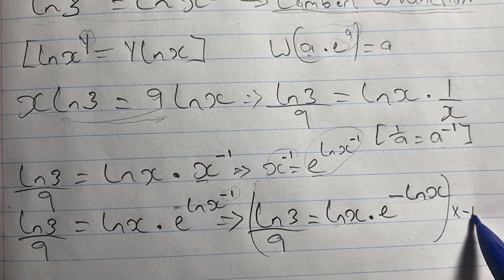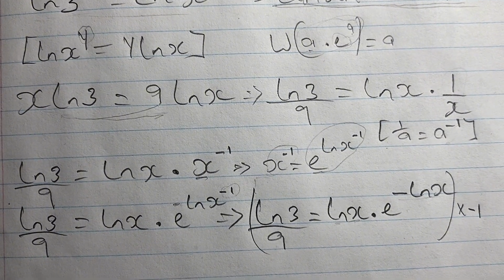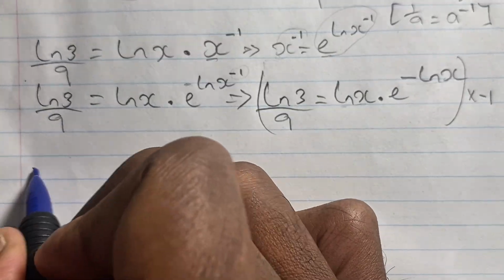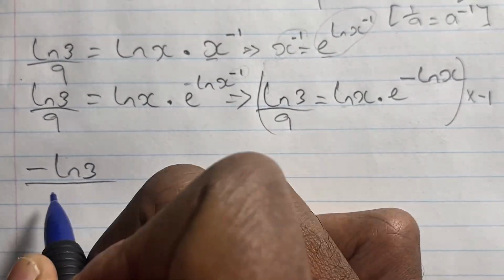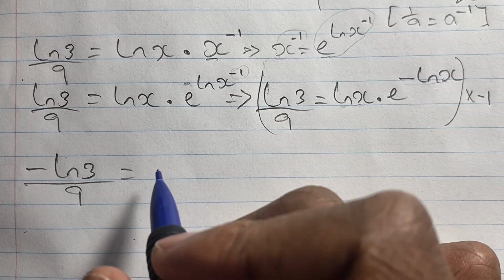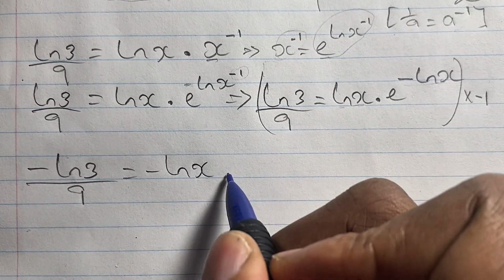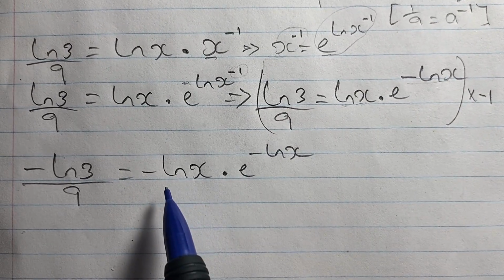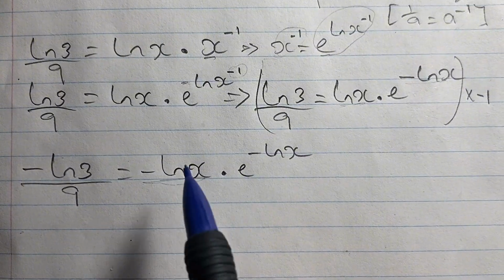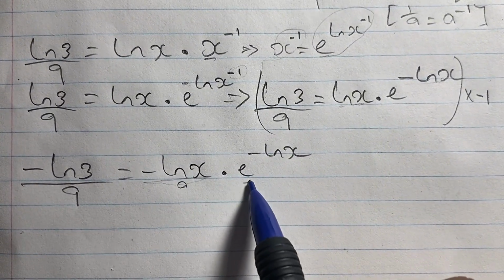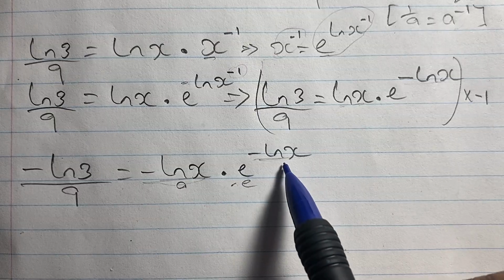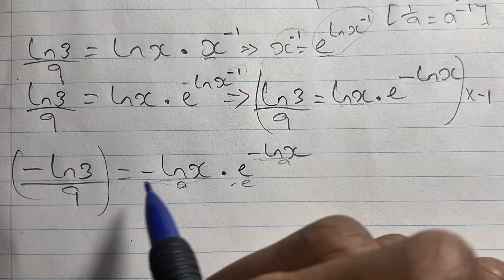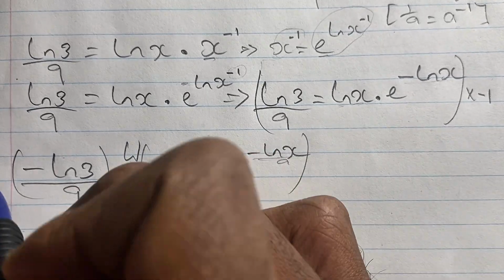So we need to have a in the base and also a in the exponent. We achieve this by multiplying both sides of this equation by negative 1, so that we can also have negative ln x in the base. So this means that we'll have negative ln 3 over 9 on the left hand side of this equation, and on the right we'll now have negative ln x times e to the power of negative ln x. And with that, if you look closely, we can see that in the base we have negative ln x, in between that we have e, and in the power we can see our a again, negative ln x. So what this means is that we can now apply this W function, this Lambert W function, to both sides of this equation.